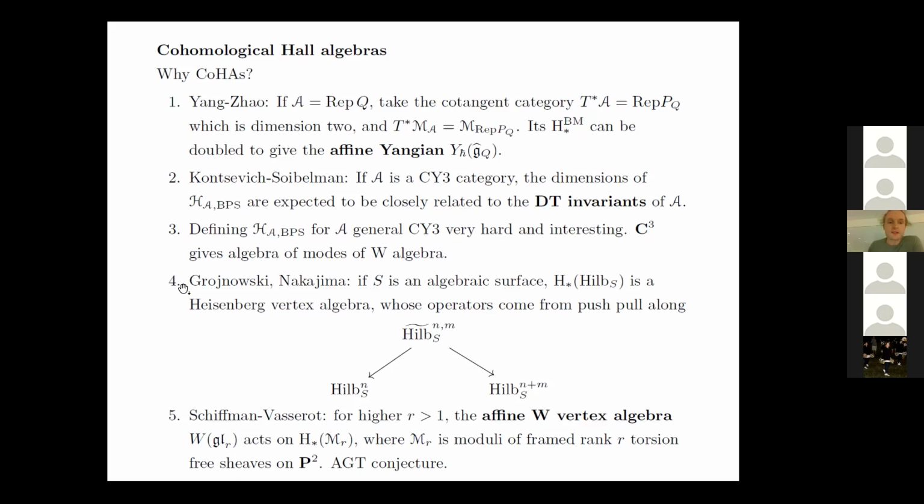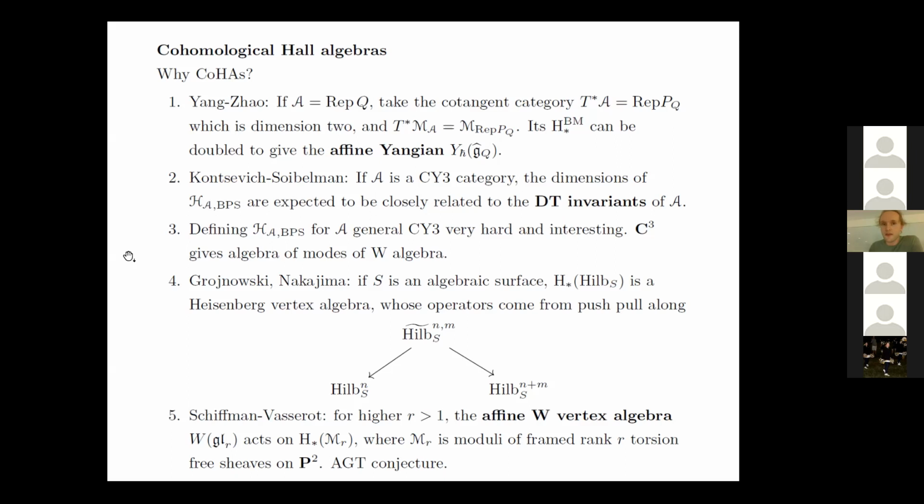Something which is morally related is the construction of Grojnowski and Nakajima of a vertex algebra structure on the homology of the Hilbert scheme of an algebraic surface. Grojnowski showed that this is a Heisenberg vertex algebra, and this structure essentially comes from correspondences between one Hilbert scheme and the other. There is a generalization to higher rank, which I won't talk about.